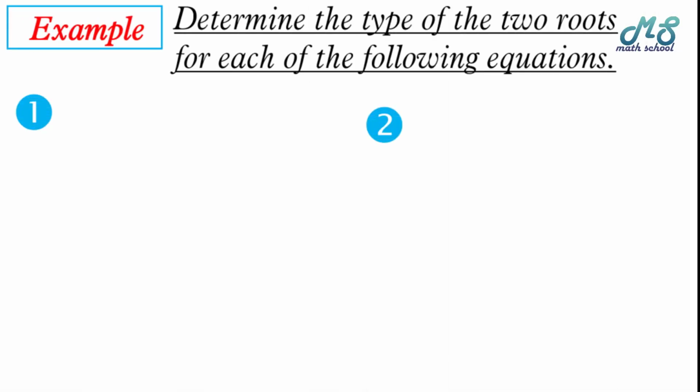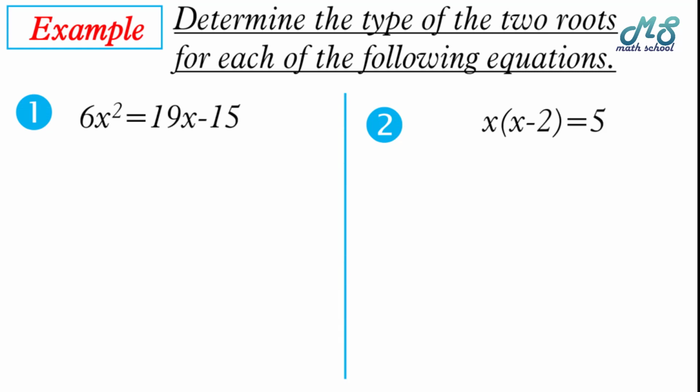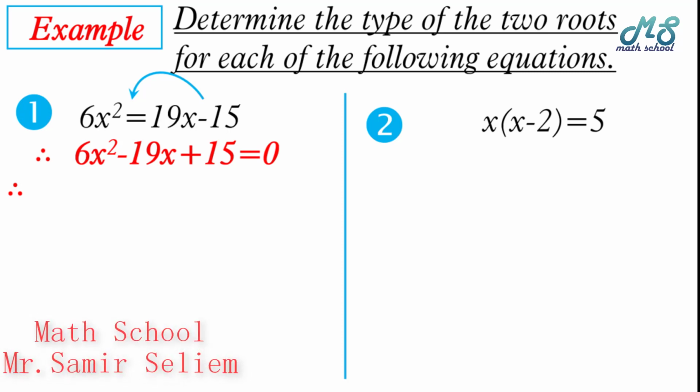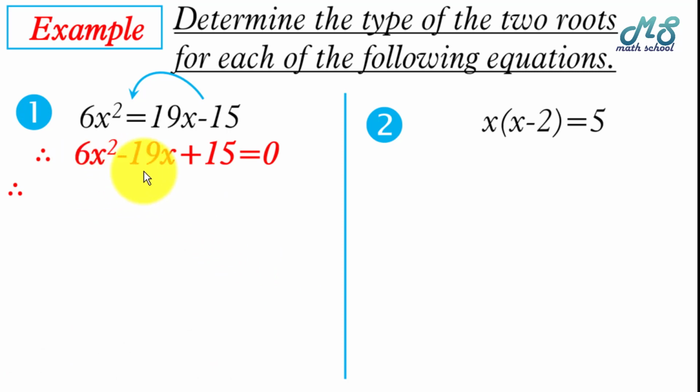For example, determine the type of the two roots for each of the following equations. The first equation, guys, 6x squared equals 19x minus 15. To find the value of the discriminant, you must write it as ax squared plus bx plus c equals 0. So, move negative 15 to the other side to be added. We get 6x squared minus 19x plus 15 equals 0. Now, guys, we can write the coefficients a, b, and c. A equals what? Yes, 6, the coefficient of x squared. B equals negative 19. C equals 15.